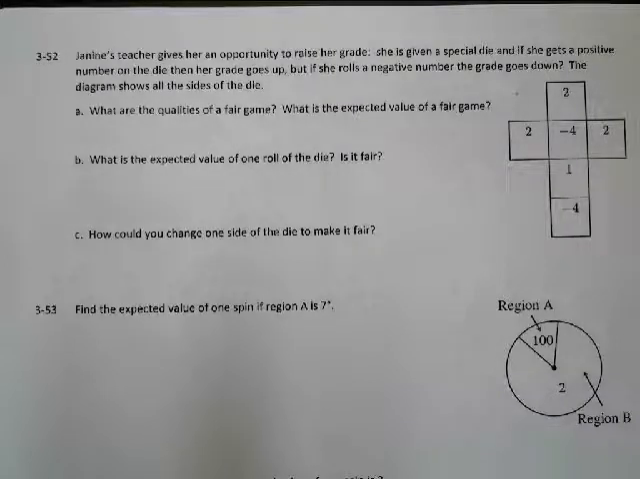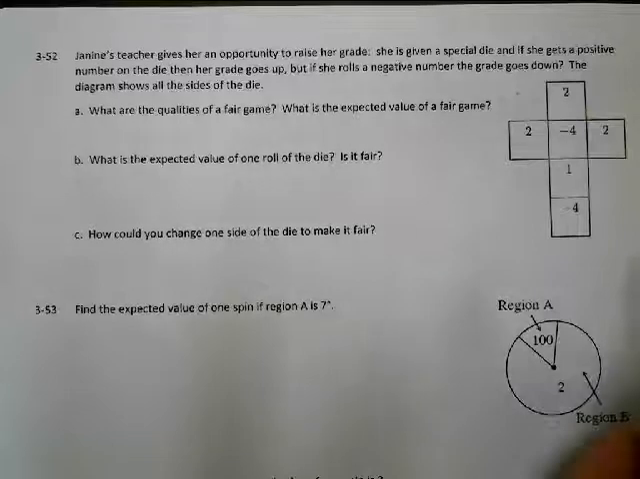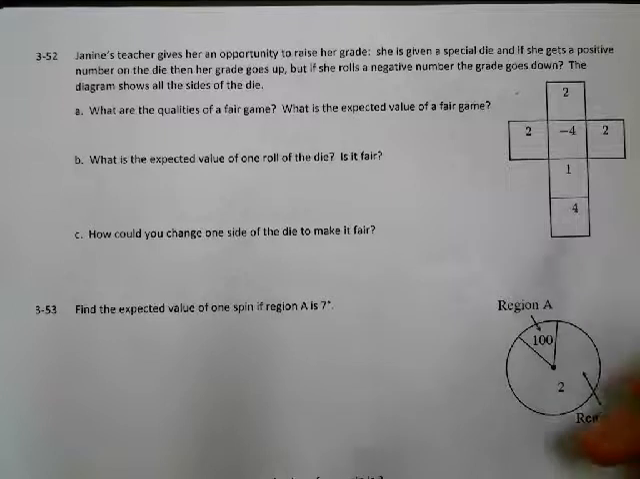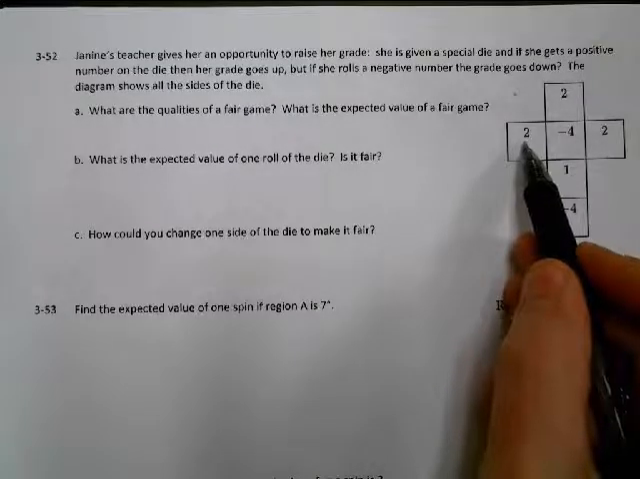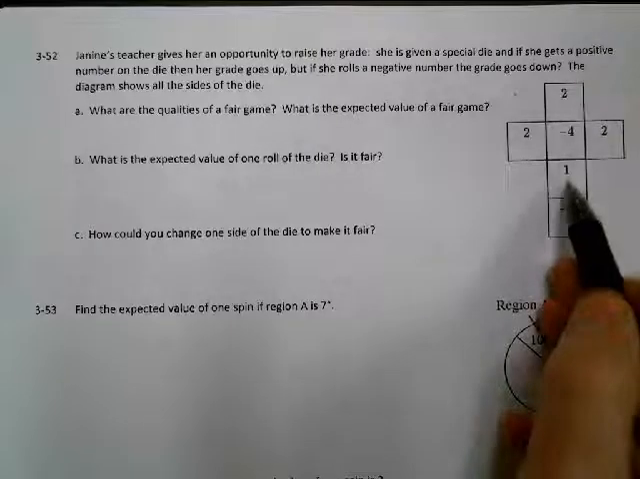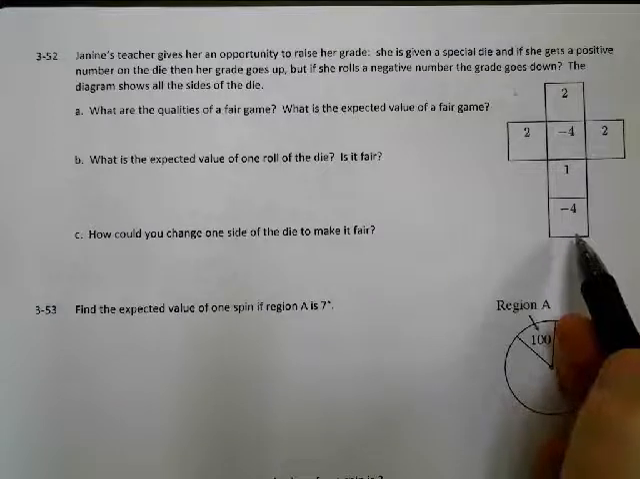So this is kind of like the die's been spread out. You know, this is like a, what do you call those, nets? A net of it. Like you could make this into a die. So this teacher is big into gambling, I guess, because they want their students to gamble with their grades. So it looks like she wins 2 more points for the grade here, here, and here, 1 point for the grade. But if she rolls these, she loses points from her grade. Oh, this is gambling.